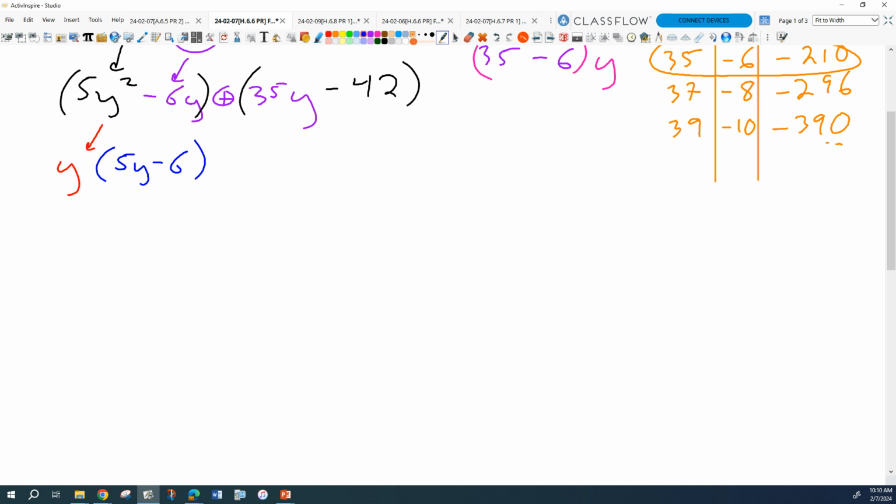Now I found magic numbers, so it's guaranteed this is going to work, right? So I automatically know that that binomial gets copied over here. What would have to be out front for that to happen? Yeah, it'd have to be a 7, wouldn't it? Okay, so then what's my factored form in terms of y?